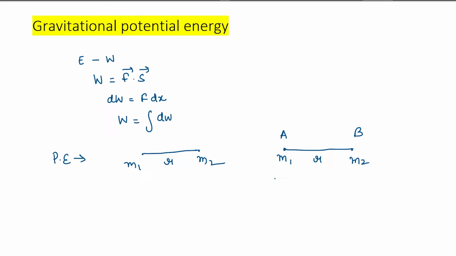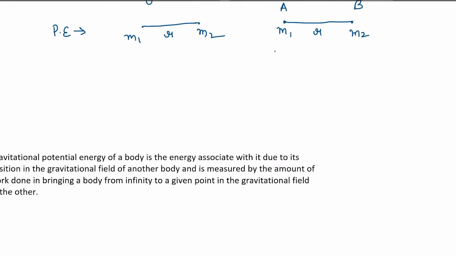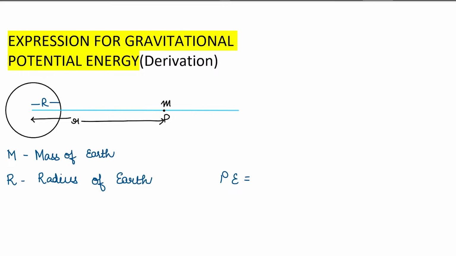So how can we define gravitational potential energy? Gravitational potential energy of a body is the energy associated with it due to its position in the gravitational field of another body. It is measured by the amount of work done in bringing a body from infinity to a particular point in the gravitational field of the other. So let us derive the expression for gravitational potential energy.